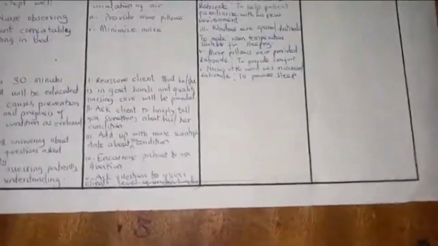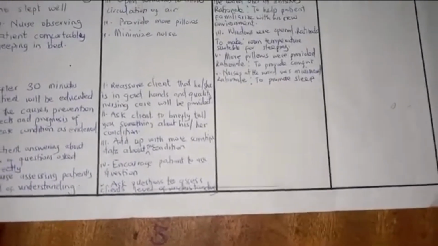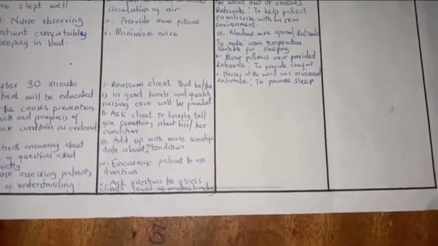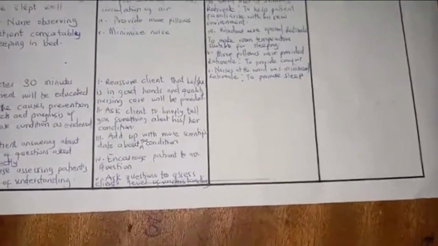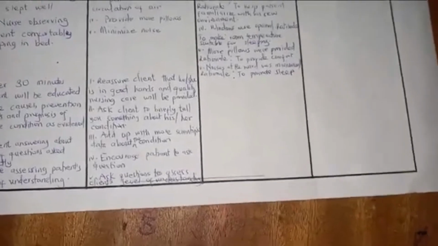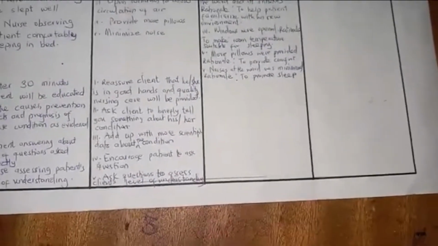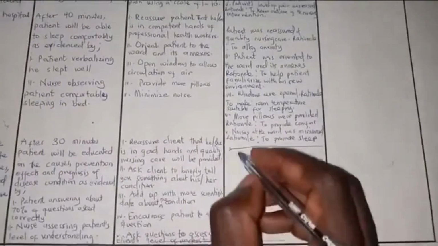So this is what you are basically going to do. You'll be doing the same for the last one. I hope you get how I'm going about these things. So reassure client that he or she is in good hands and quality nursing care will be provided. So the intervention will be the patient was reassured, etc. Okay, ask clients to briefly tell you something about his or her condition. So client's knowledge about condition was assessed. Okay, I think the rationale parts, we've been really meeting it, so I just want to skip that part and move on with this one.